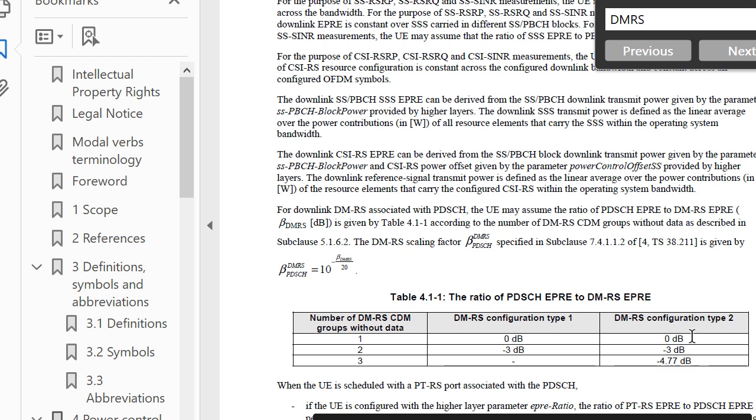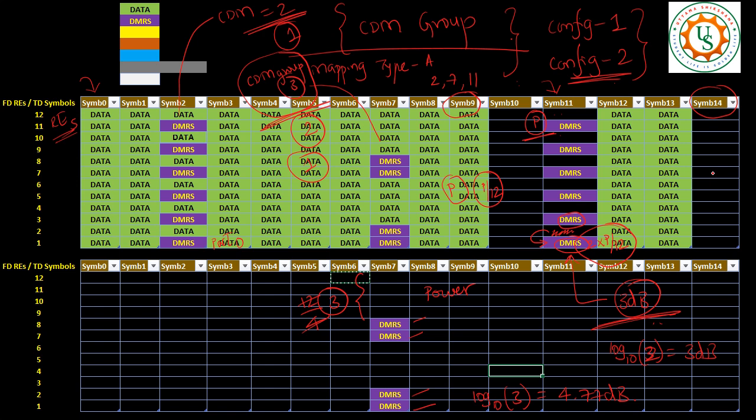I think you got this. Let me go back to this. Okay, that is one related concept. Then what else? Another thing is with respect to ports. Okay, so here I was talking about port 0, right?